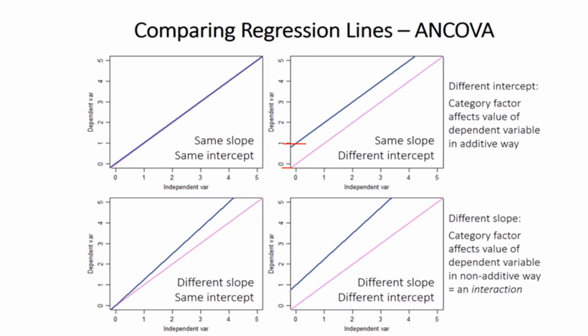In the third one, you can check the intercept is the same, but the slope is different. Here is the slope, and in this one the slope is different. And in the fourth, the intercept is different and the slope is also different. Okay, so this is an ANCOVA: different slope and different intercept.